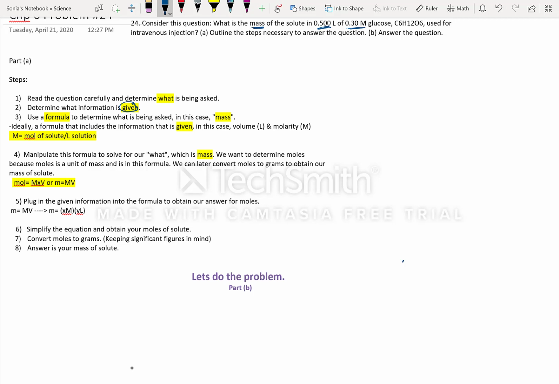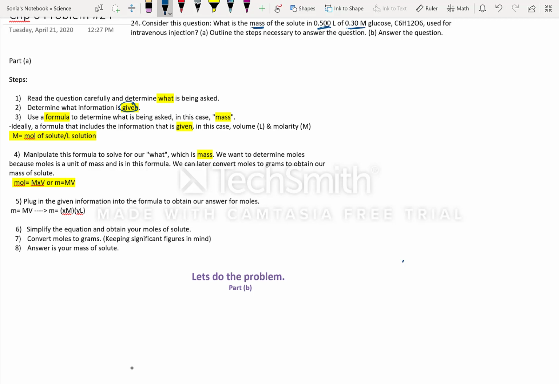Step number 4 says, manipulate this formula to solve for our what, which is mass. We want to determine moles because moles is in this formula. We can later convert moles to grams to obtain our mass of solute. So we go ahead and manipulate this formula and turn it into moles equals molarity times volume.